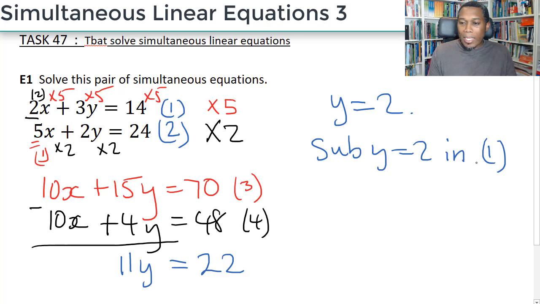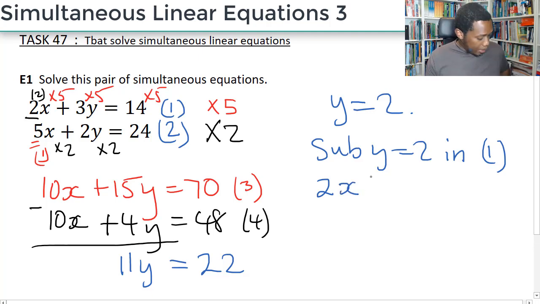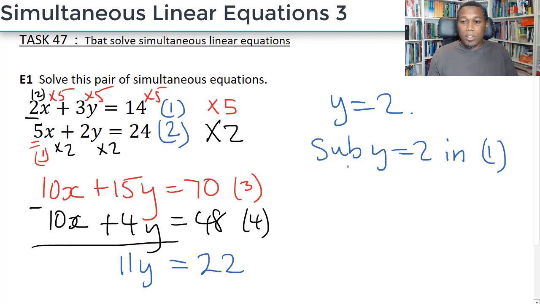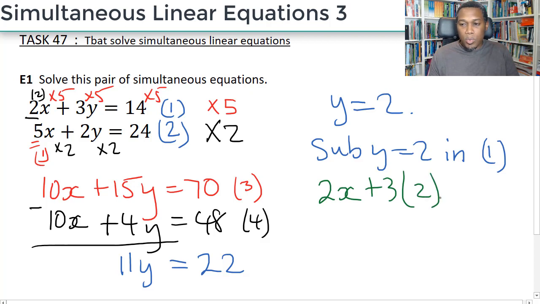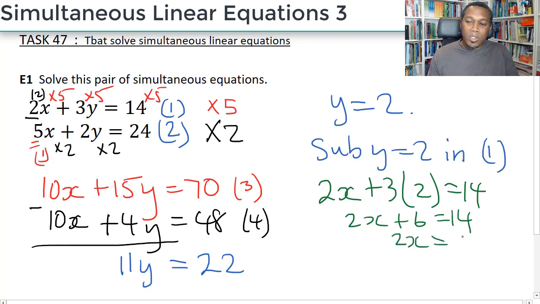So substituting y equals 2 in equation 1, we will end up with 2 times, whoa, I was going to substitute it in for x. So 2x, and I'm going to put it in a different color. So I'm going to get 2x plus 3 times 2 is equal to 14, which means that 2x plus 6 is equal to 14, and that means that 2x is equal to 8 and x is equal to 4. I've skipped a step because I'm going to do 14 take away 6. That's where I'm getting the 8. x is equal to 4.